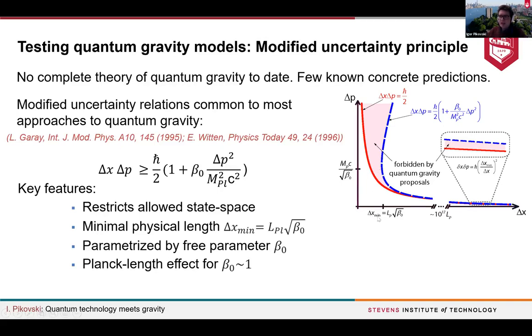And this minimal gap has to do with the so-called Planck scale that I mentioned previously. So what these models tell us is that there's a minimal measurable notion of space, which is just the Planck length times some free parameter. This free parameter we call beta naught. It basically parameterizes where gravity and quantum mechanics meet.